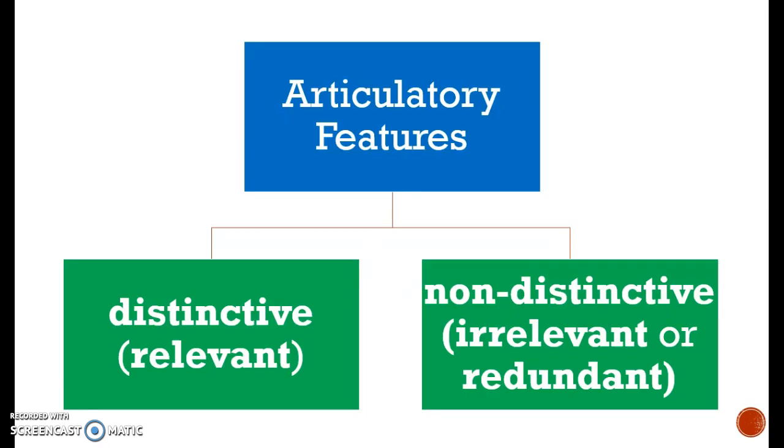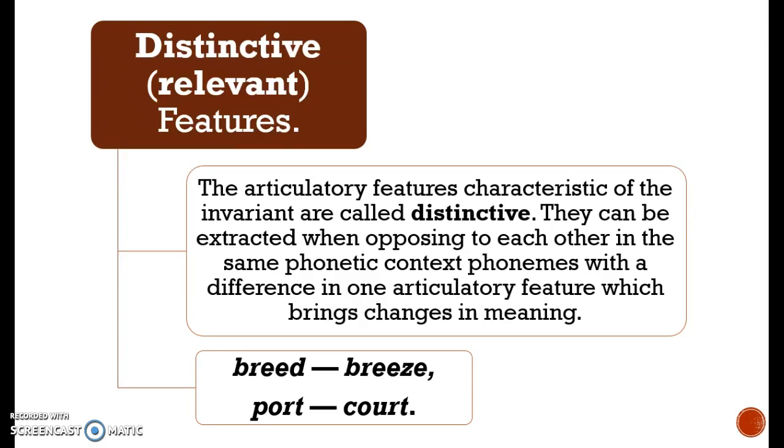So there can be two kinds of articulatory features, distinctive or non-distinctive. Distinctive features can be extracted when opposing to each other, in the same phonetic context, phonemes with a difference in one articulatory feature which brings changes in meaning. For example, breed, breeze, pot, caught.